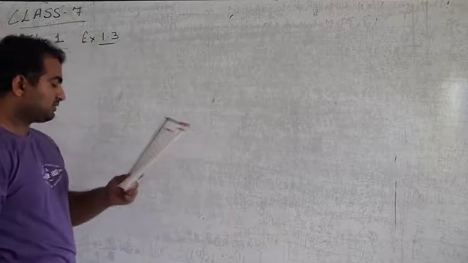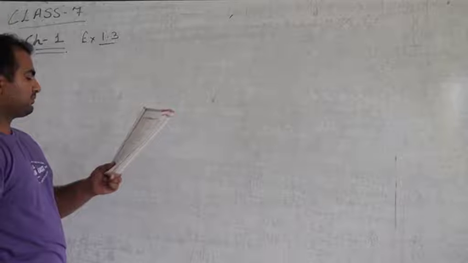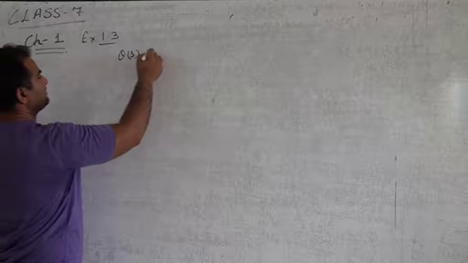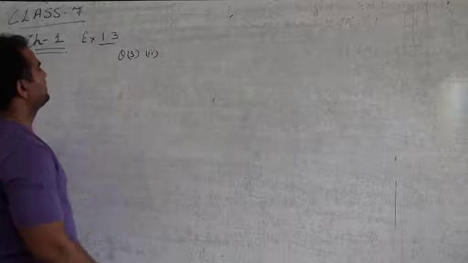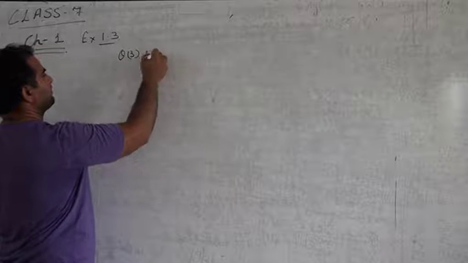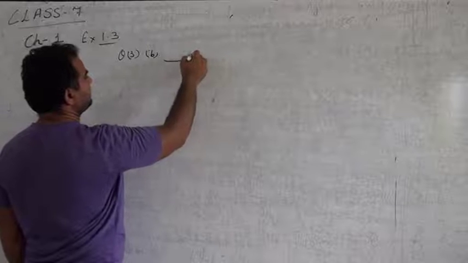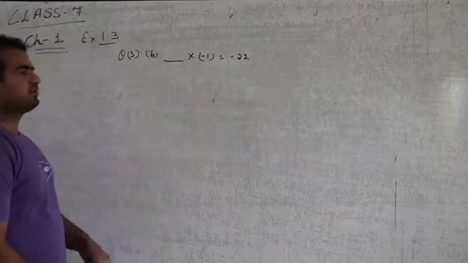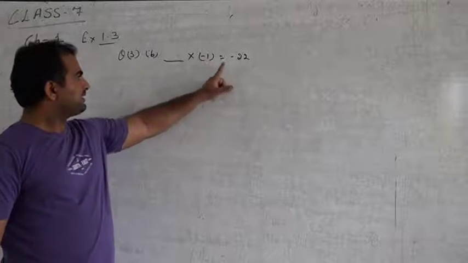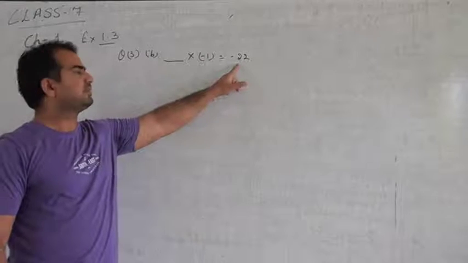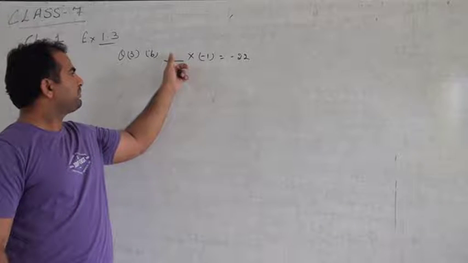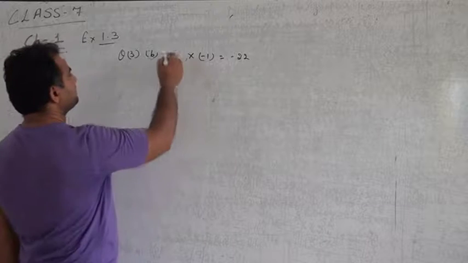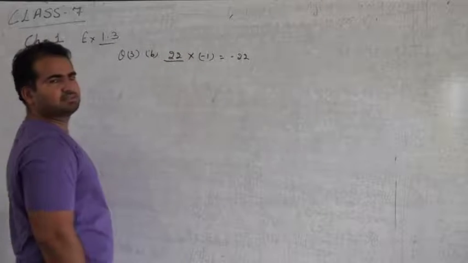Okay, it was like this. Find the integer. Question number third, second. Third B. Find the integer whose multiplication with minus 1 gives minus 22. We already know that there is a minus sign and in the answer there is also a negative sign. So we have to put a positive sign there, so that plus into minus will be negative. So it is plus 22, the answer.